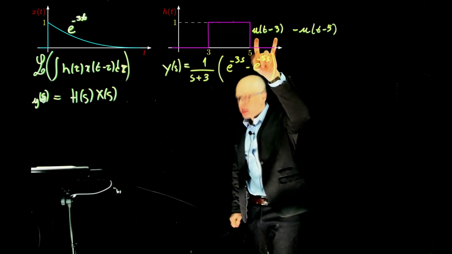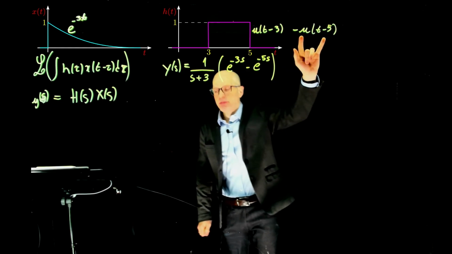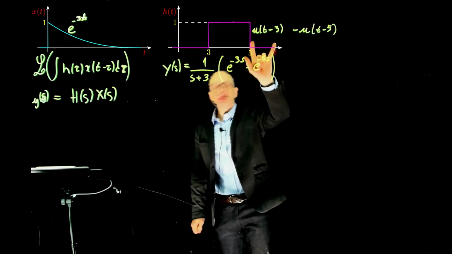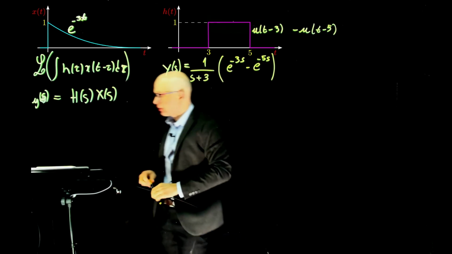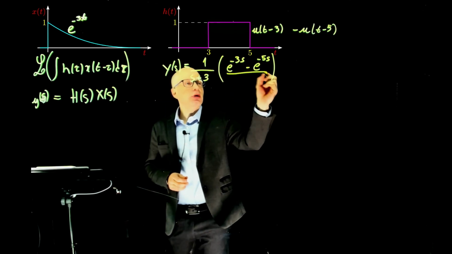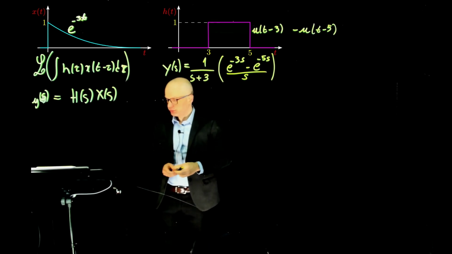We are missing the step function, right? So this is the time delay applied to the step function. But we also need to take the Laplace transform of the step function itself. And what is the Laplace transform of the step function? It is 1 over s. So that's all divided by s.